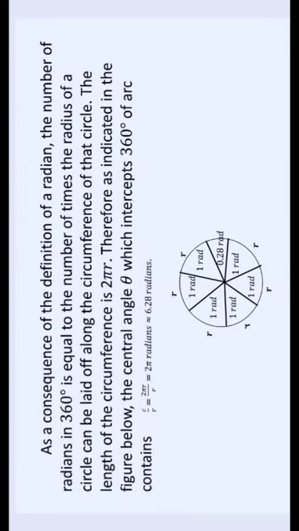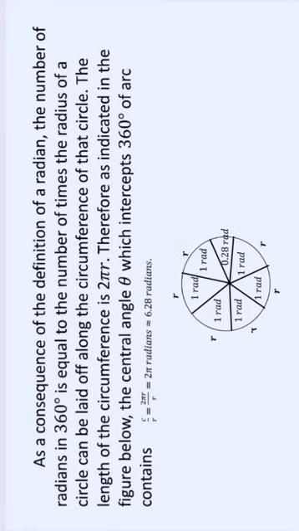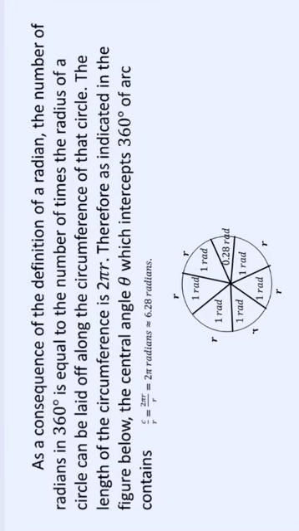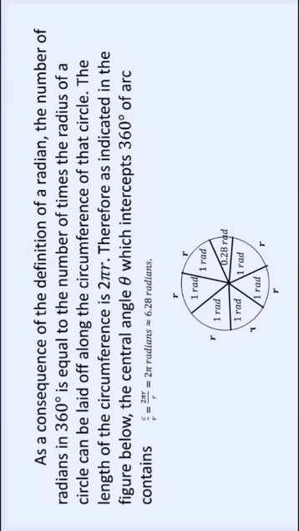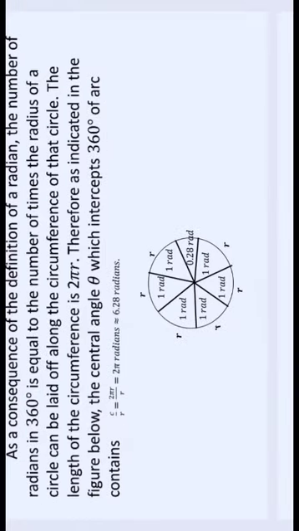As a consequence of the definition of a radian, the number of radians in 360 degrees is equal to the number of times the radius of a circle can be laid off along the circumference of that circle. Our circumference is 2 pi r. Therefore, as indicated in the figure below, the central angle theta, which intercepts 360 degrees of r, contains 6.28 radians, or that is equivalent to 2 pi radians.